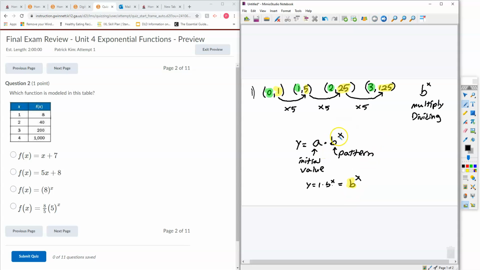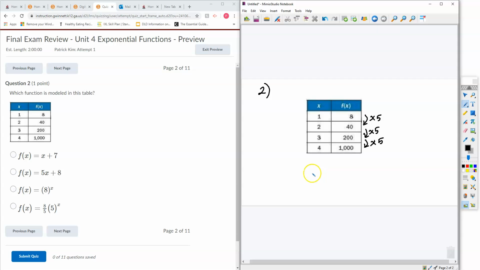So based on what I showed you for number 1, what would the equation be? Y equals a times b to the x power. B is that pattern. A is your initial value. To find your initial value, x has to be 0, because that's your y-intercept. To figure out this number, you know you're multiplying by 5 as x increases. So when you go back a step, how do you find the previous term? You go backwards, you divide by 5.